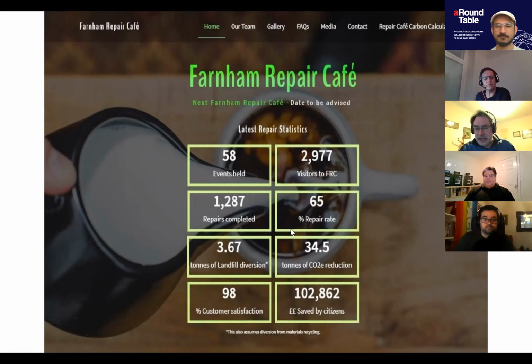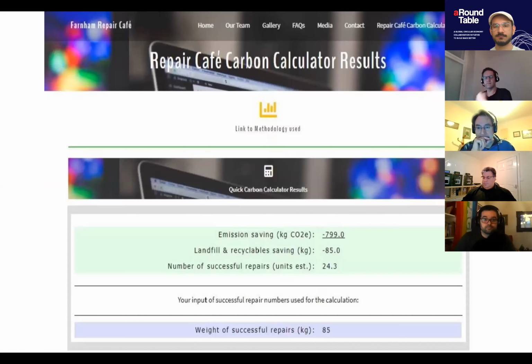That figure has now improved also to £105,000 worth of savings to citizens. We identify the opportunity cost saved by extending the life of the product, what it would have cost to buy a new product. So we're up to over 100,000. Next slide, please. And I'll just come to the end here. You'll be pleased to hear, Cheyenne.